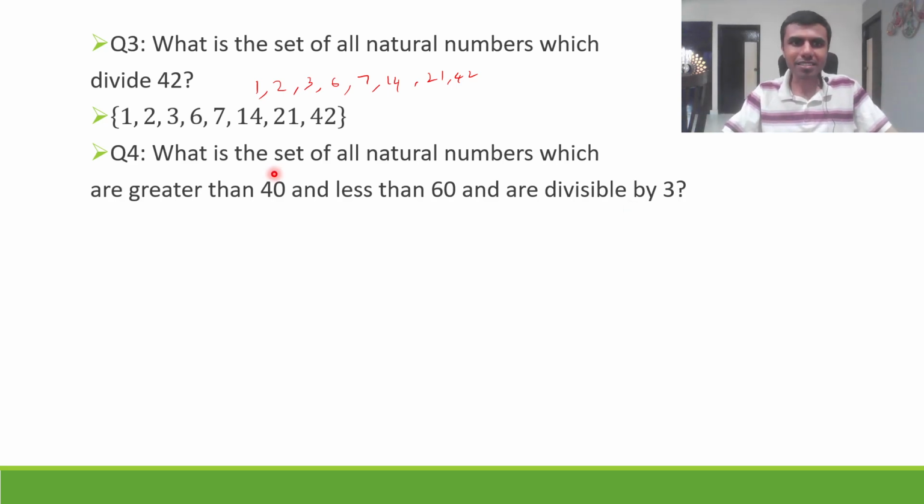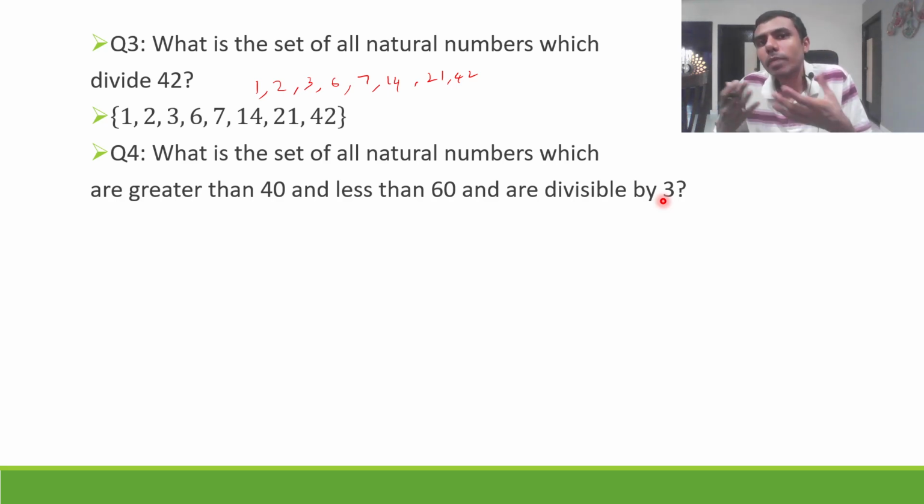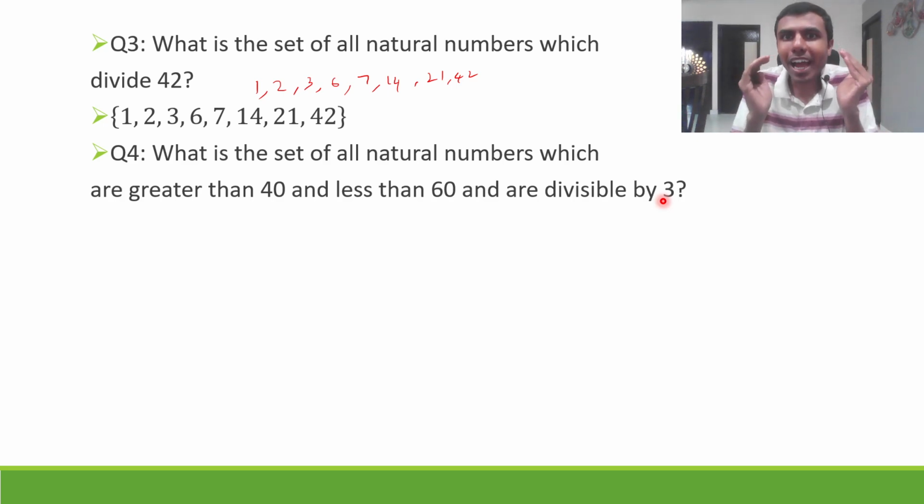Now let's go to the answer. Numbers greater than 40 and less than 60 and are divisible by 3. I already told you the rule. How to check whether a number is divisible by 3 or not? Find out the sum of digits. If the sum of digits is divisible by 3, then we say that the number is divisible by 3.